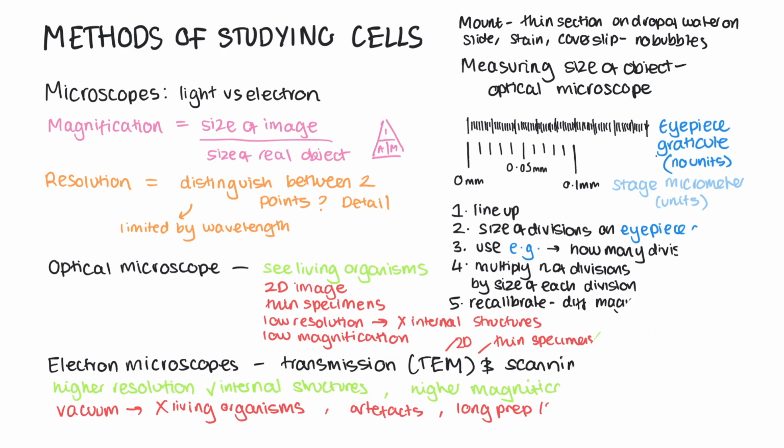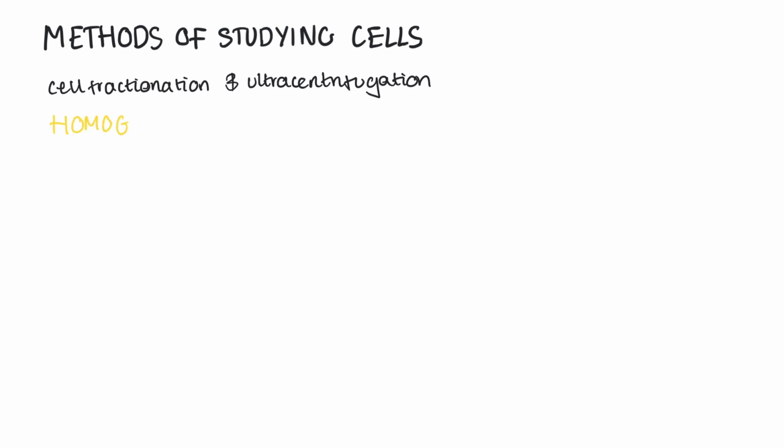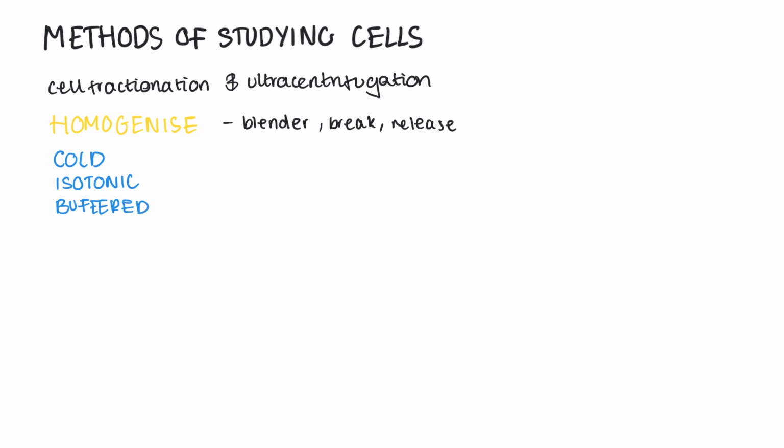Another way that we can study cells is something called cell fractionation. That just means breaking up cells, separating out the organelles. We might want to study one in particular, for example, looking at respiration in the mitochondria. So we start off, we have to break open the cells. This is called homogenization. We could use a blender or a homogenizer, and that releases the organelles. We then put these straight into a cold, isotonic and buffered solution.